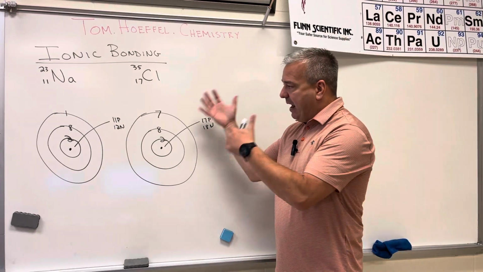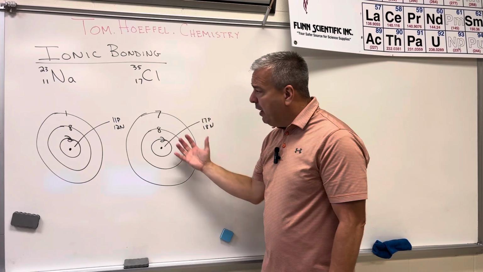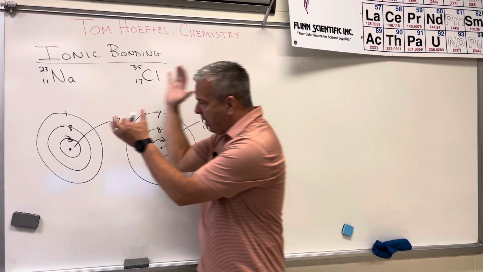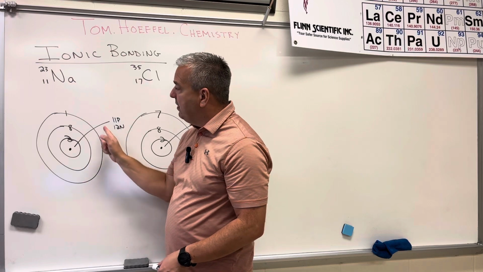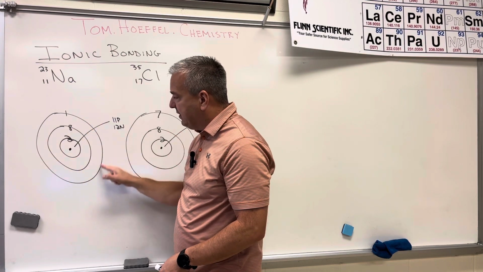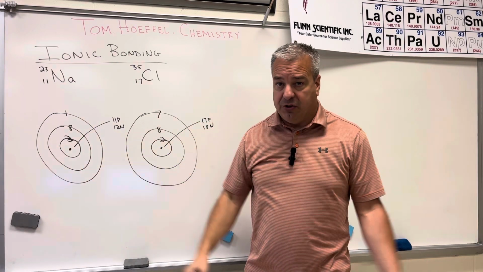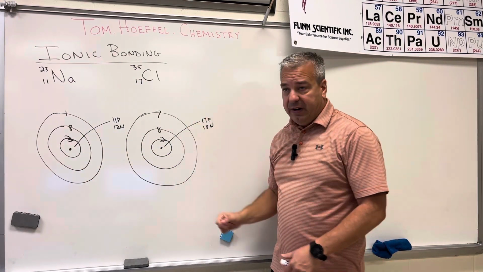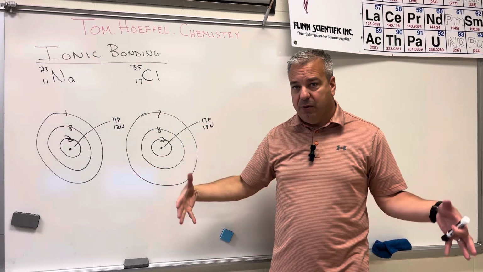So I have two Bohr models here, one for sodium and one for chlorine. If we investigate the sodium a little bit, we find out that sodium has one valence electron. That means there's one electron on the outermost shell. Chlorine has 7 of them, 7 electrons on the outermost shell.